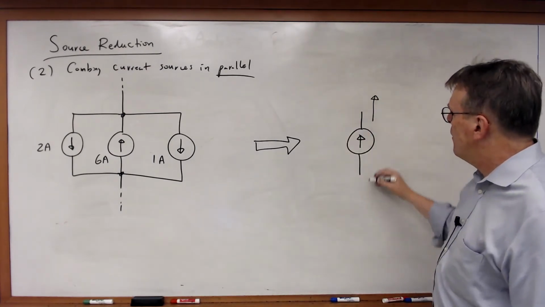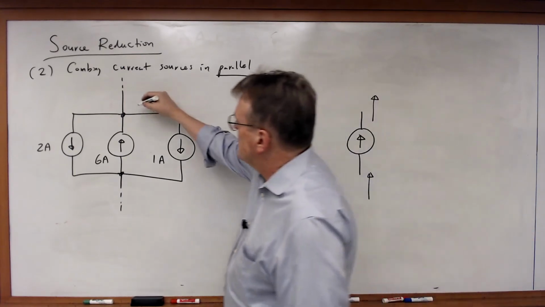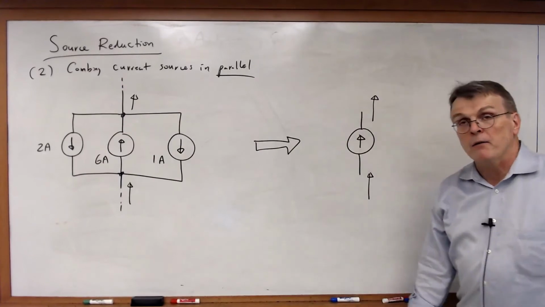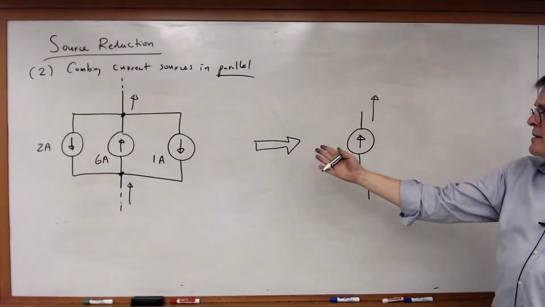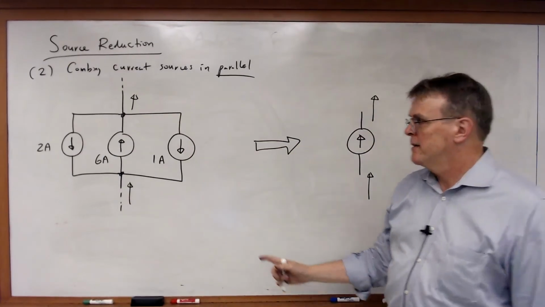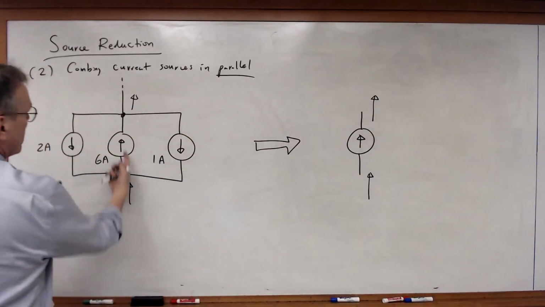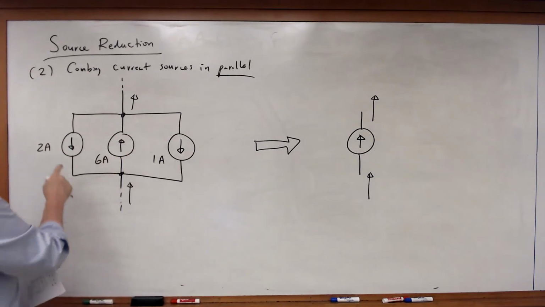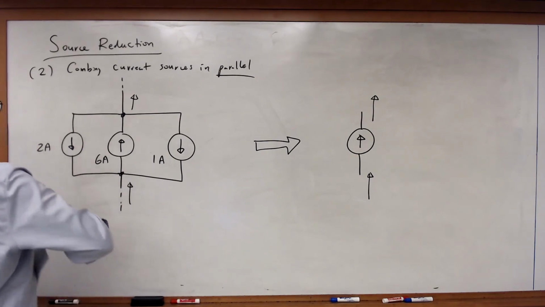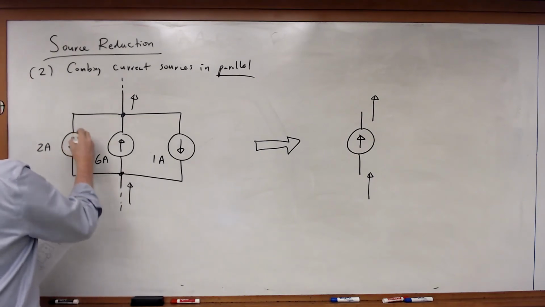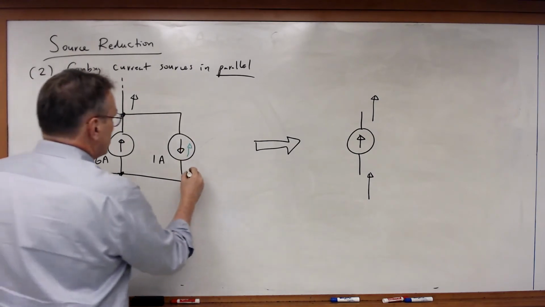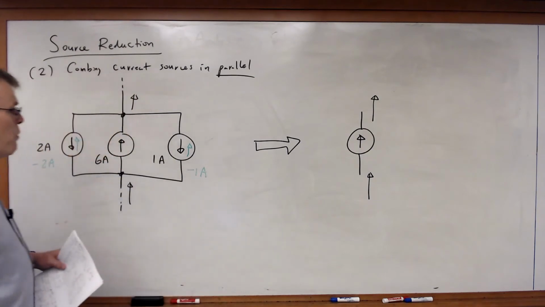So the current's going to flow out and flow in for those 3 in parallel. So what I want to do is, let's take all 3 of these current sources and make sure they're going in the same direction. Since I want to do this going up, the 6 amp source is fine. Those 2 are not, but once again, that's an easy fix. Flip the arrow around. This is minus 2 amps, this is minus 1 amp.